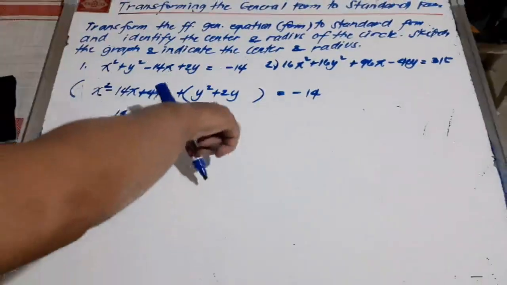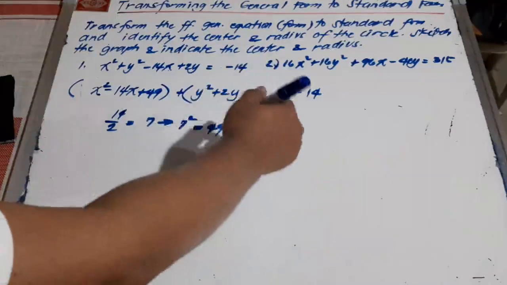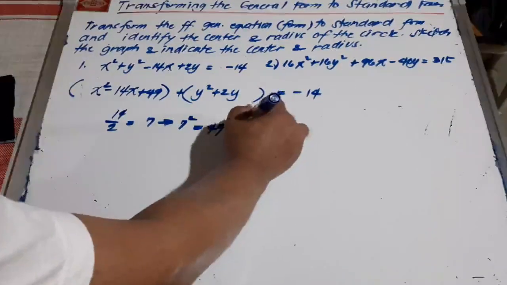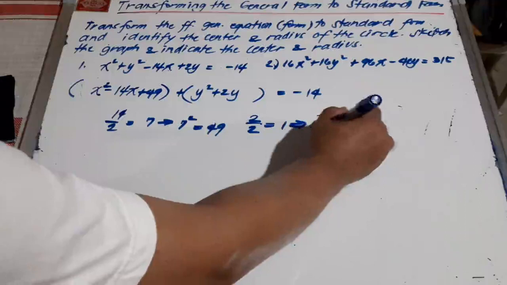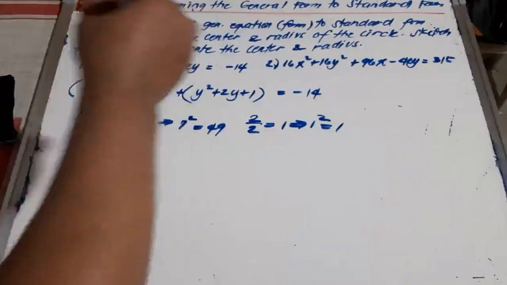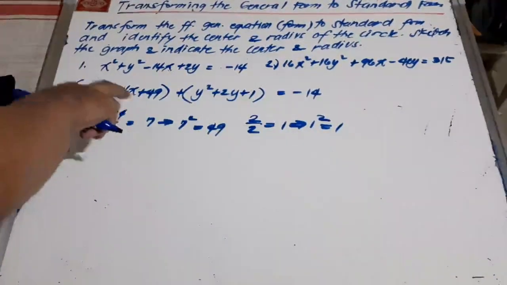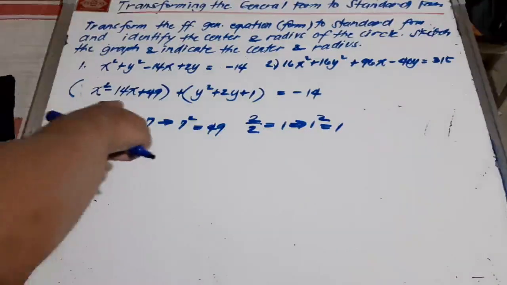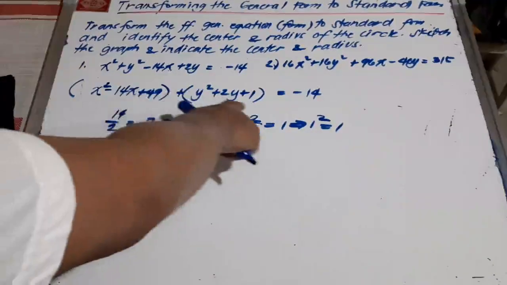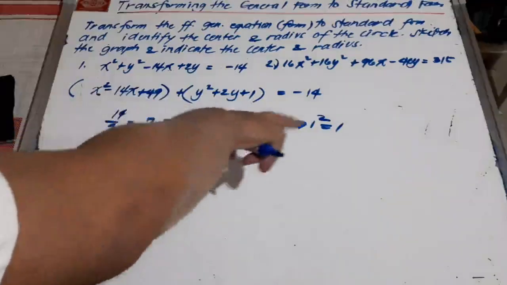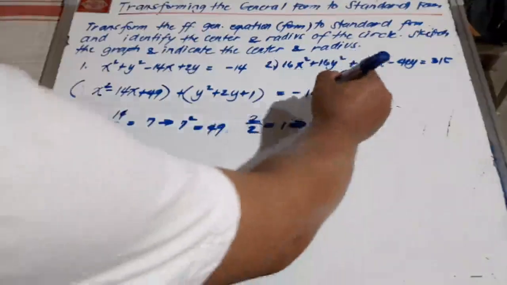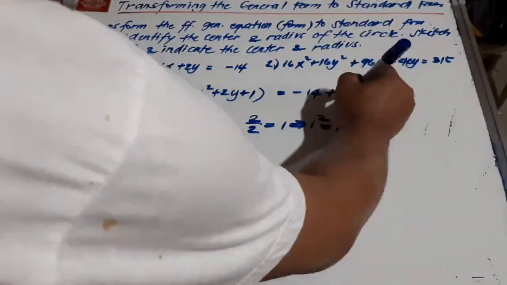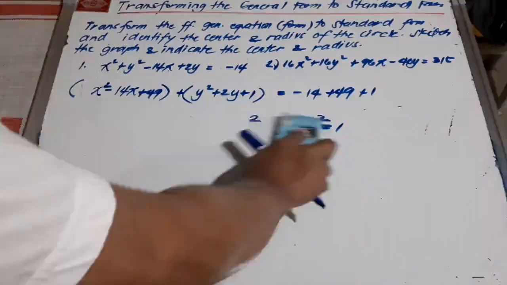Then para naman dun sa second group, we're going to divide the coefficient of y by 2. Again, by 2 pa rin. And then, square natin yung result. And that is 1. So plus 1 here. So this is now trinomial perfect square. Nag-add tayo dito ng 49. And then nag-add tayo dito ng 1. To preserve the equality of the equation, it should be added also to the right side of the equation. So this will be plus 49 also. Plus 1 din. Okay na.